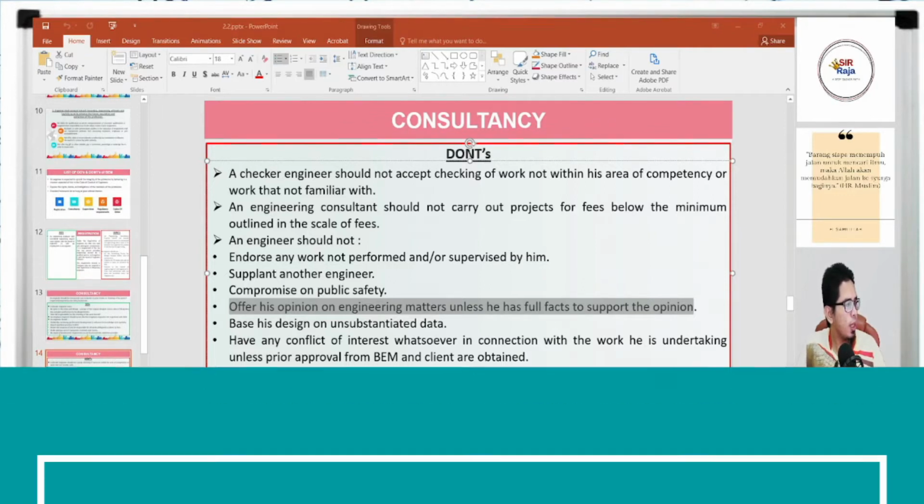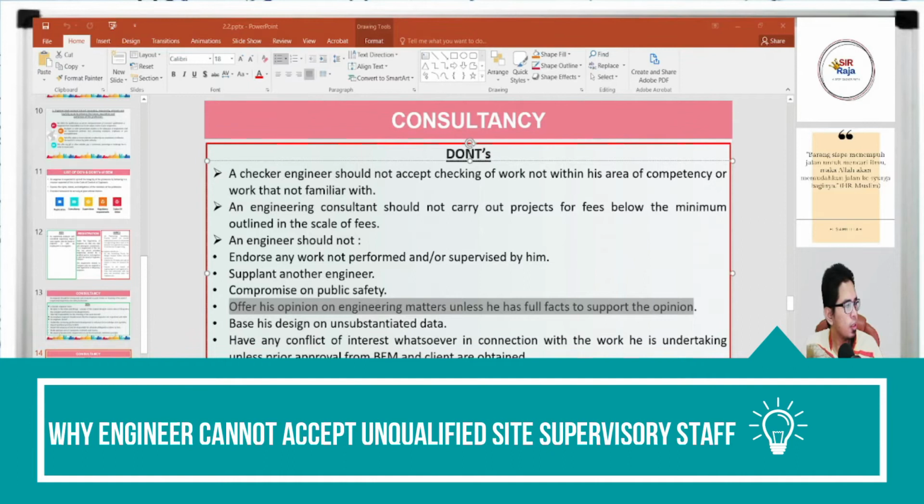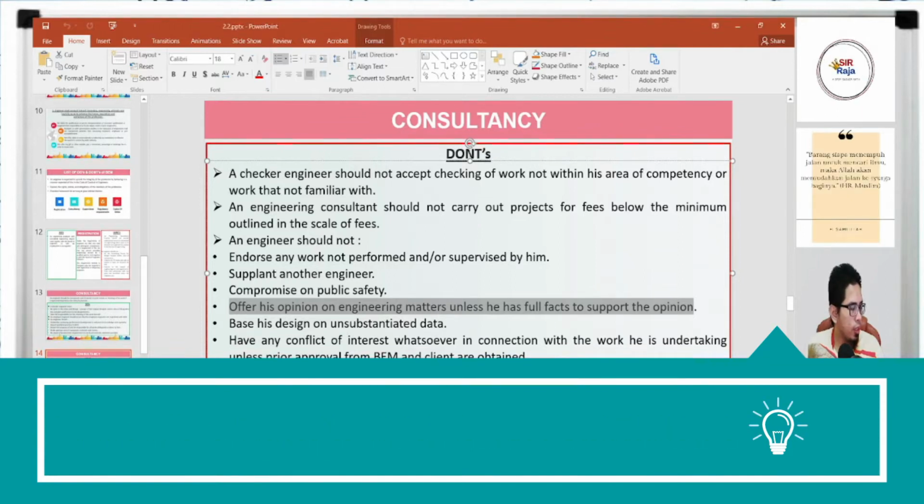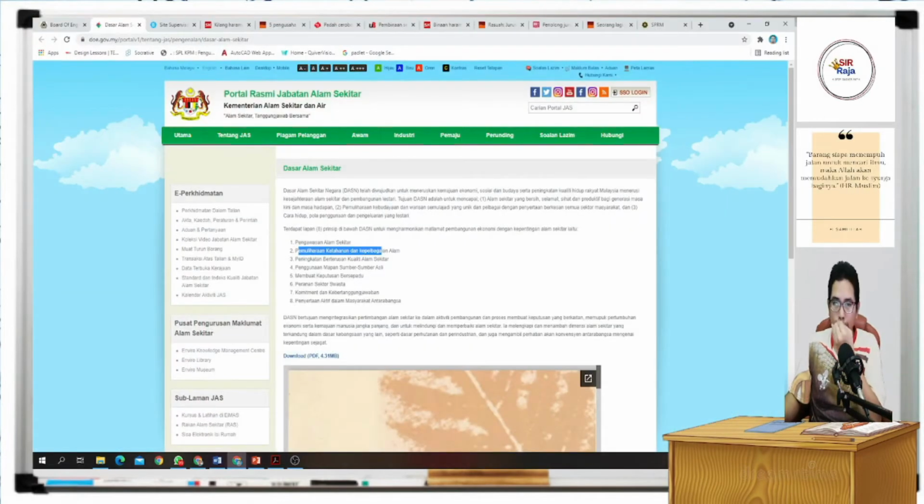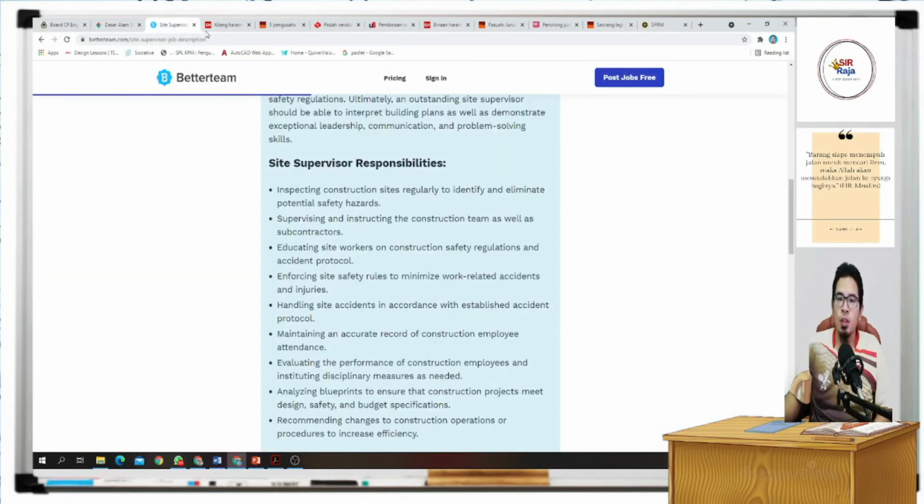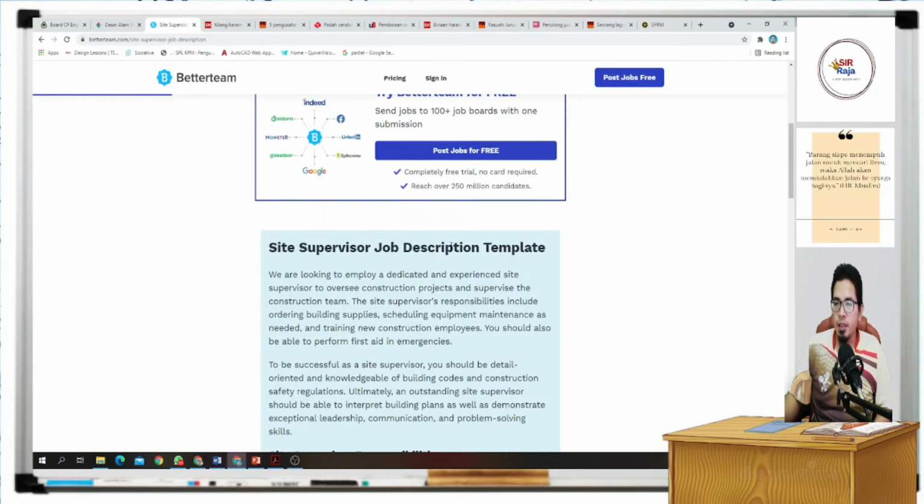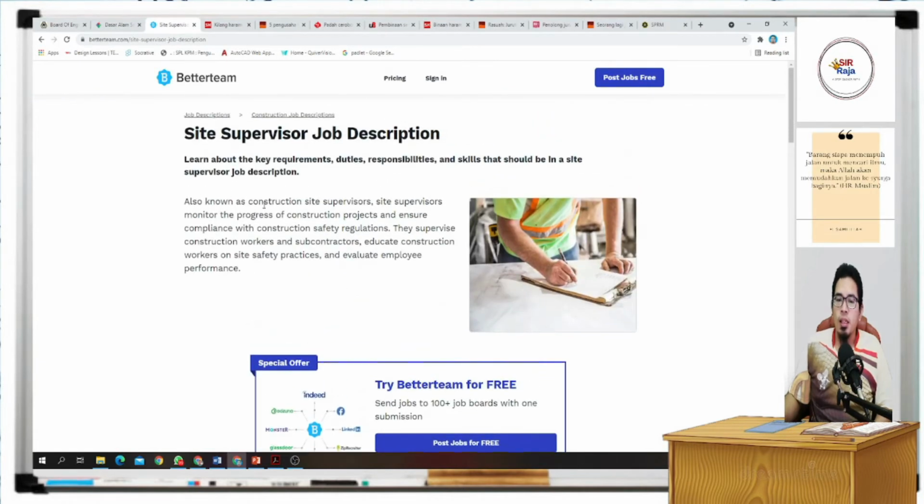Next question, under the supervision: why can an engineer not accept unqualified site supervisory staff? First of all, let's look in a bit more detail at what a site supervisor actually is. A site supervisor, also known as a construction site supervisor, is a role more related to construction.